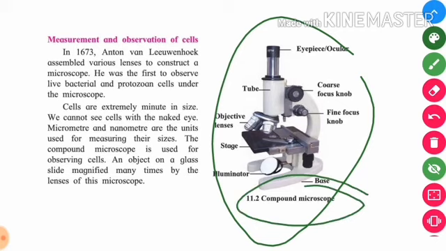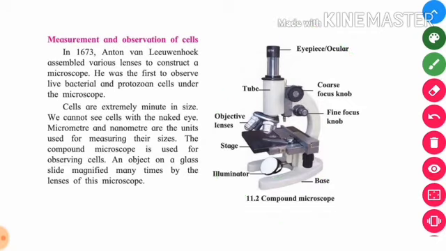So guys, this is a compound microscope, which is used to see very tiny particles or bacteria or any other things which we cannot see with our naked eyes. So this is a compound microscope. So let's start our lesson.